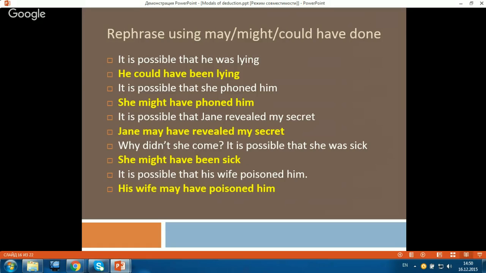Okay, guys, I'm back to the studio. And I hope you managed to get all the answers correctly. Actually, as you can see, may, might, and could have done are almost the same. So here I just suggested some answers, but if you used not could have been lying, for example, but might have been lying or may have been lying, it's not a problem. All of them are interchangeable in this case, and you may have different variants.